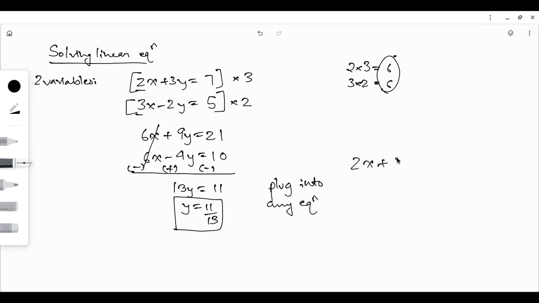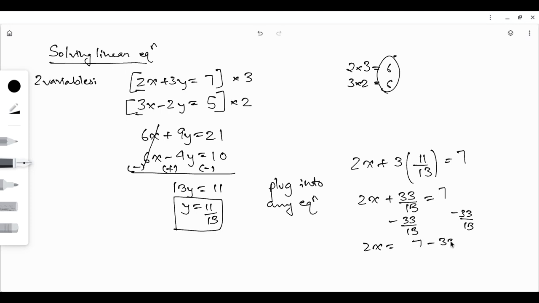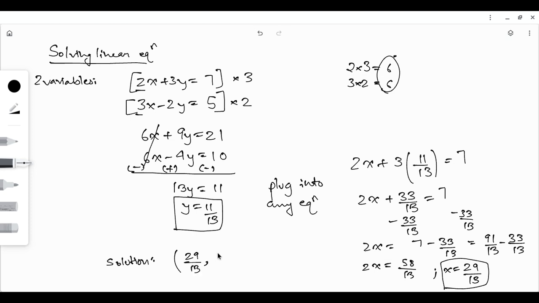So what you get is 2x plus 3 times 11 over 13 equals 7. You multiply to get 33 over 13 equals 7. Now to solve, you subtract 33 over 13 from both sides, and you get 2x equals 7 minus 33 over 13, which if you do the common denominator stuff is 91 over 13 minus 33 over 13. You end up with 2x equals 91 minus 33, that's 58 over 13. And eventually you get x is 29 over 13. So your solution is 29 over 13, comma, 11 over 3.